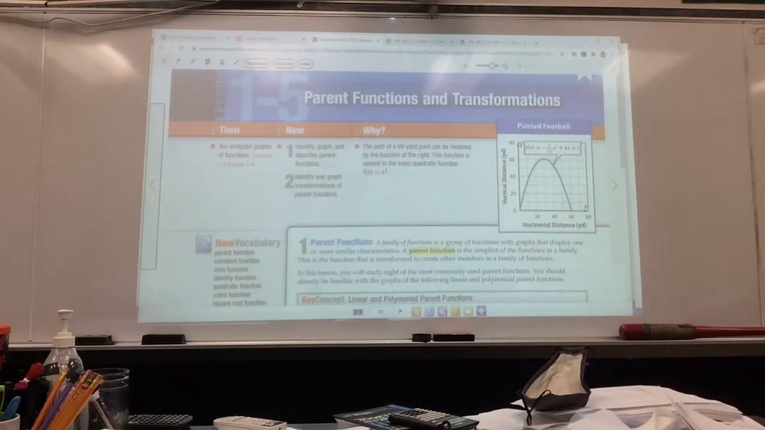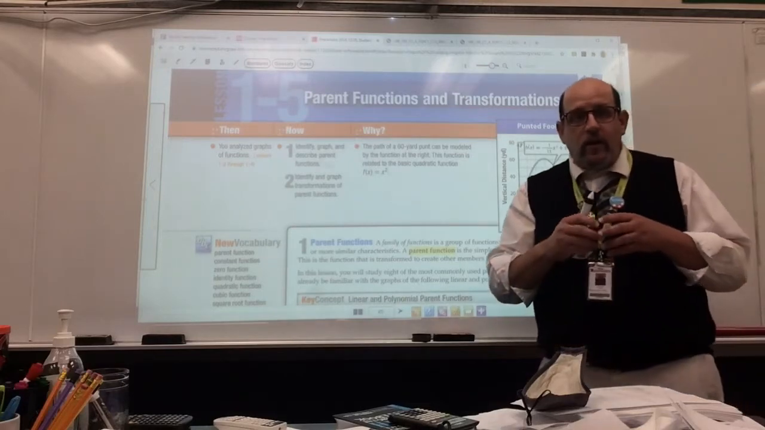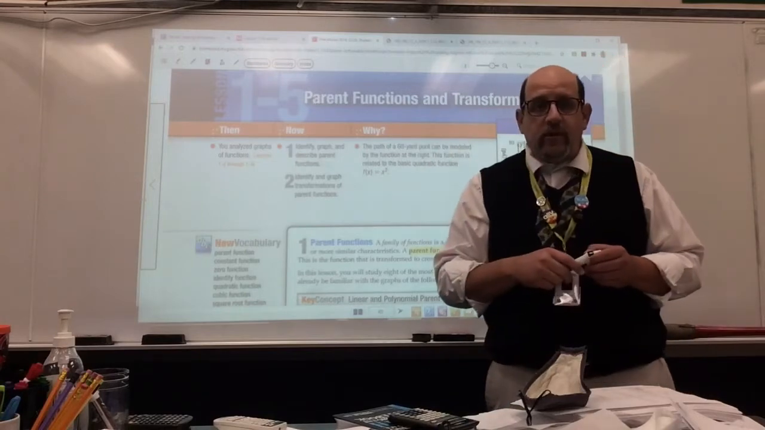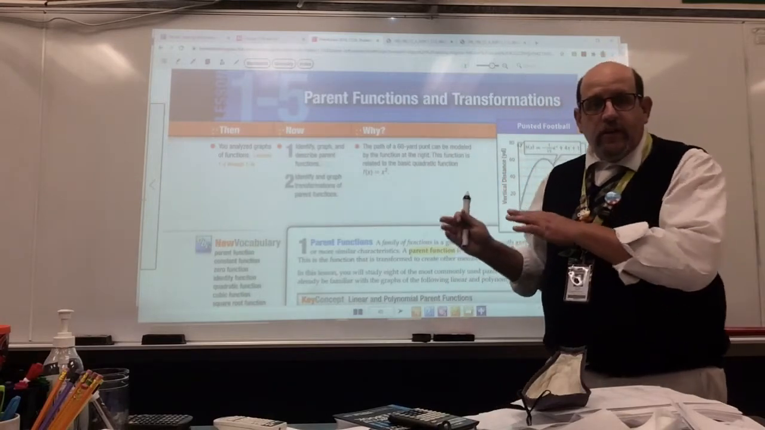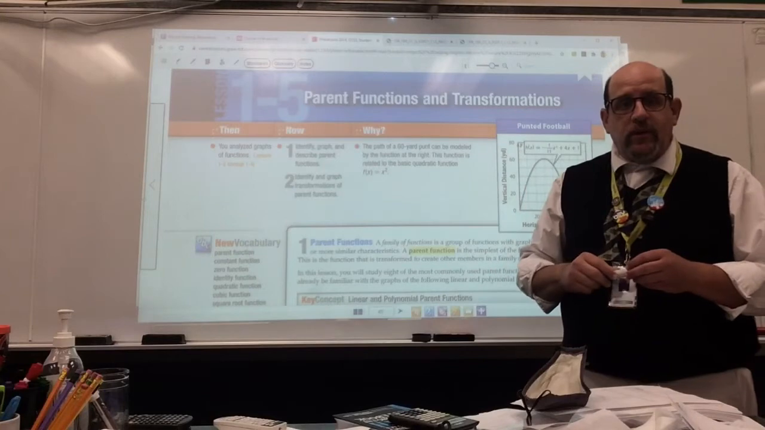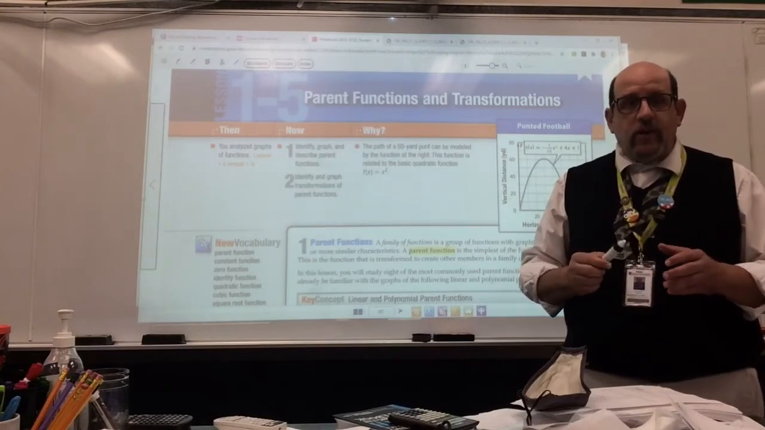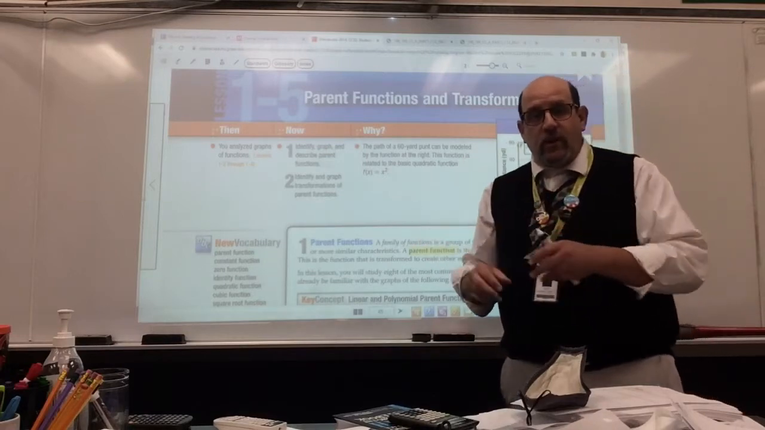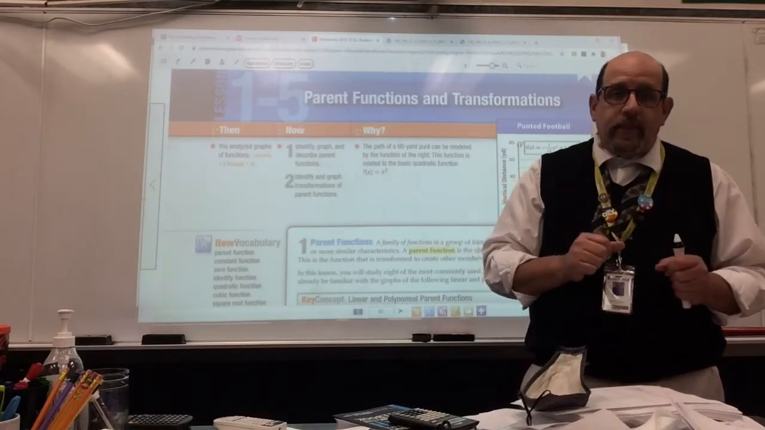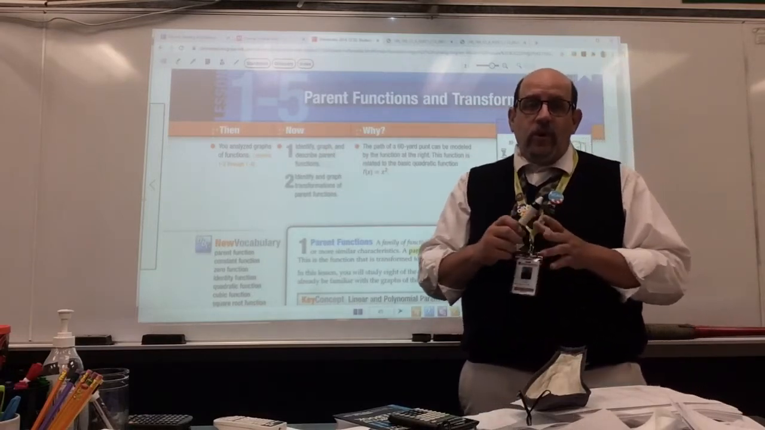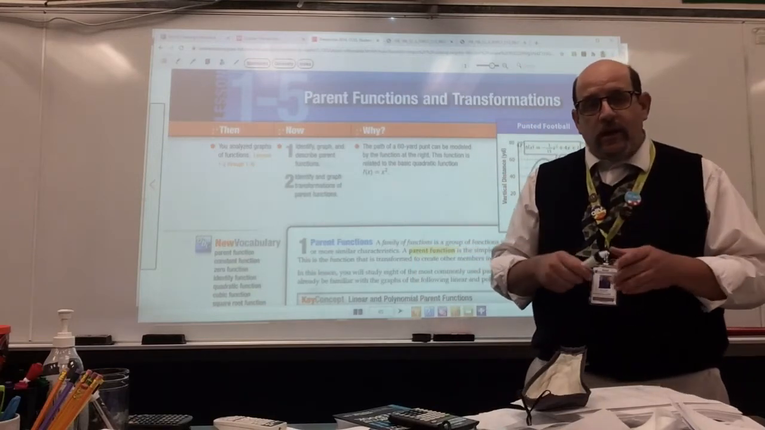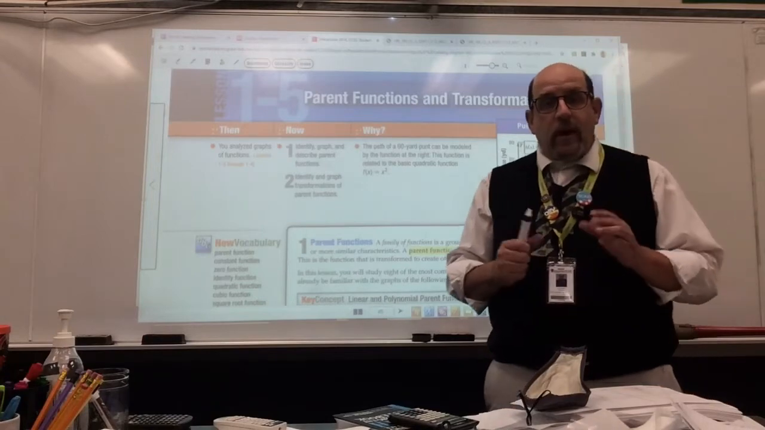Okay, good morning. This is the first idea of the section 1.5 parent functions. I'm going to use this projection to help with the simple ideas of parent functions and their transformations. Now, we've seen transformations on functions before, and we probably didn't know what to call it in the past. But I'm going to talk about first what a parent function is.